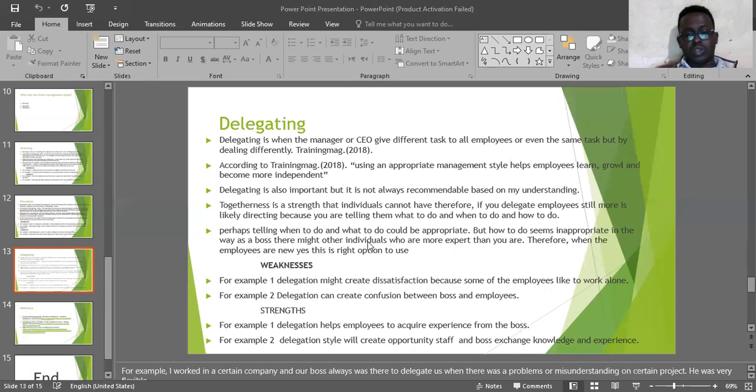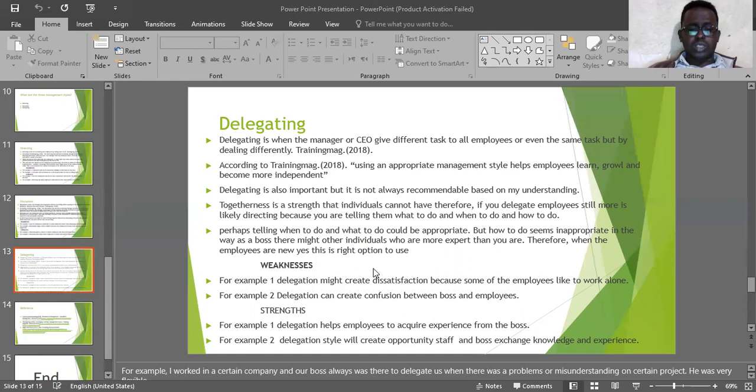Delegating is also important, but it's not always recommendable based on my understanding. Togetherness is a strength that individuals can have. Therefore, if you delegate to employees, it's more like directing, because you are telling them what to do, when to do it, and how to do it. Telling what to do and when to do it could be appropriate, but how to do it seems inappropriate, in the sense that the boss or other individuals might be more expert than you. In that case, this is the right option to do.